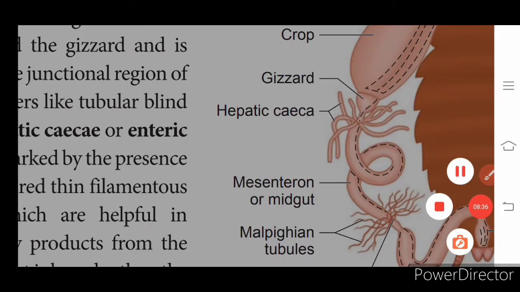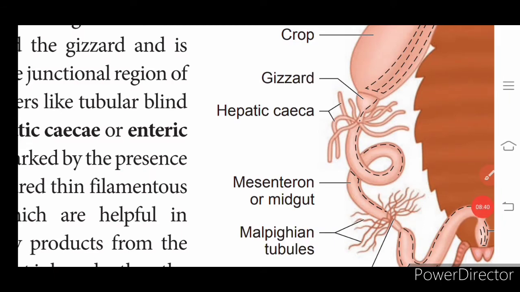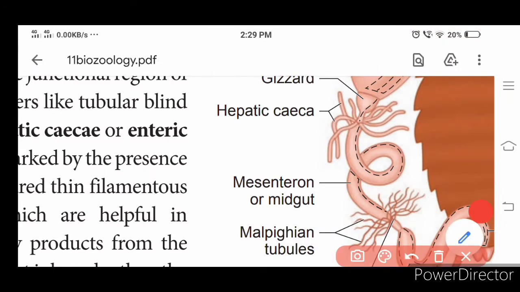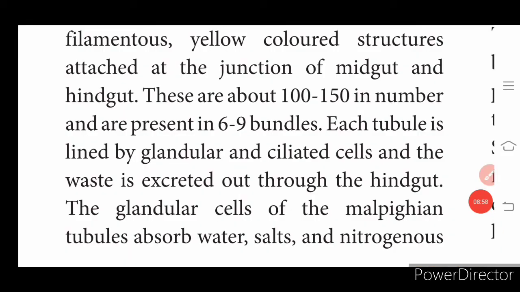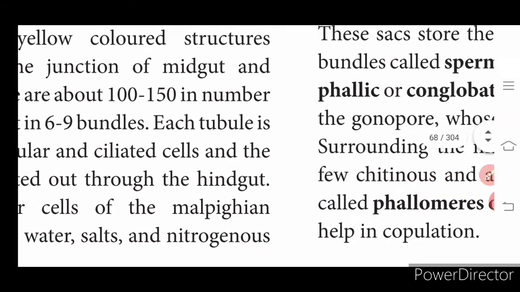As you know, two structures are seen: the hepatic caecae and the Malpighian tubule. These are all involved in the excretory function. That is what we were learning about, the yellow colored 100 to 150 filamentous structures. They help in removing the uric acid from the blood and it is removed out. These Malpighian tubules also absorb excess water, salt and nitrogenous waste.